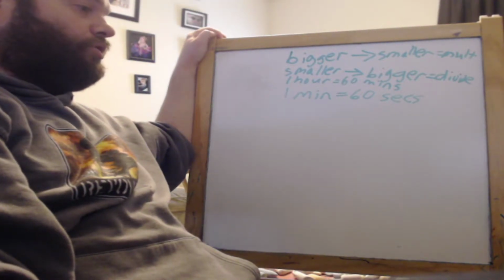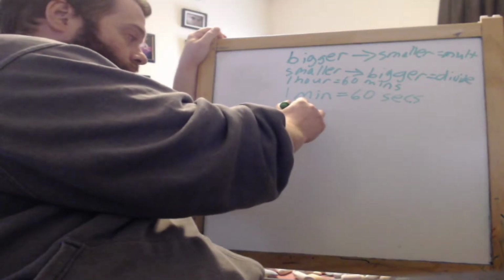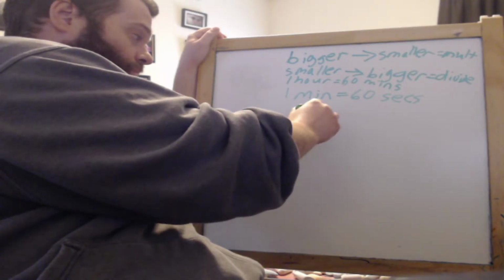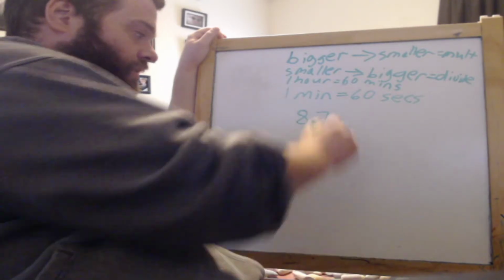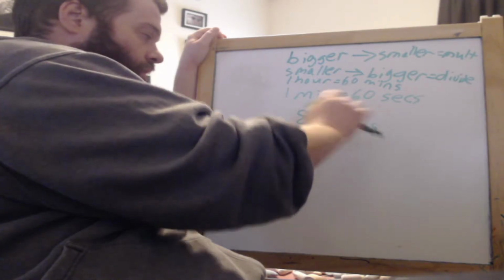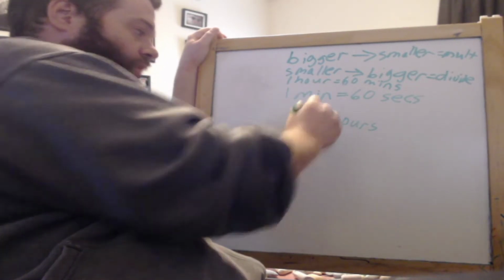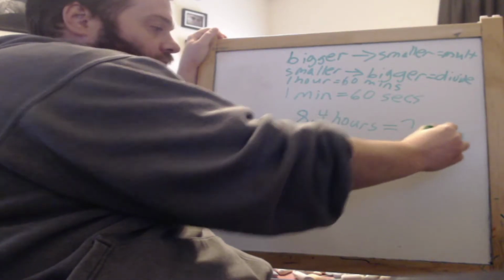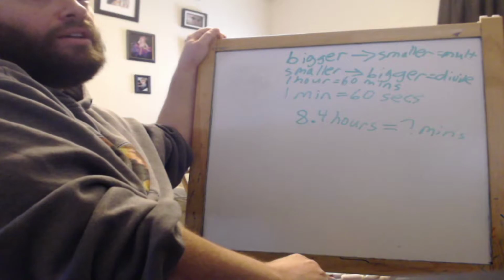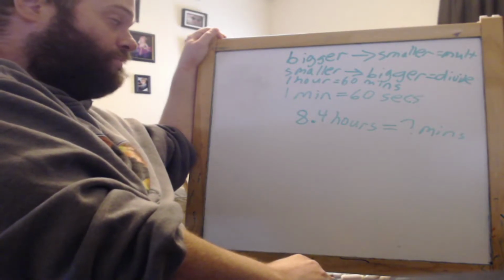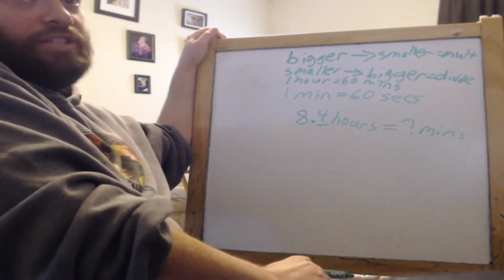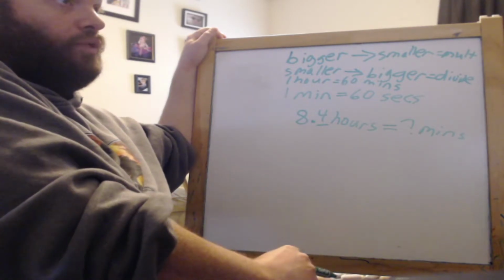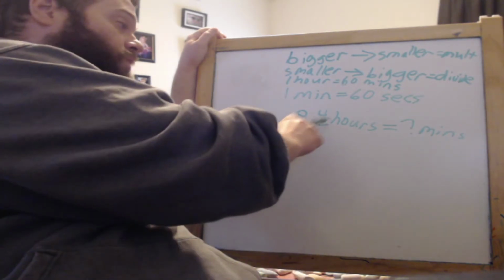But let's just do 8.7 hours. Actually, you know what? Let's do 8.4 because I just want to show you guys a little trap that a lot of people fall into. Okay? So, a lot of people might think that this point 4 is 40 minutes, but it is not 40 minutes because it would only be 40 minutes if there were 100 minutes in an hour. But it's actually 0.4 of 60.